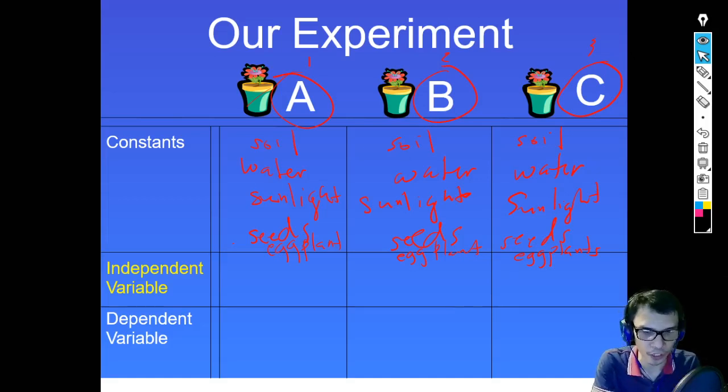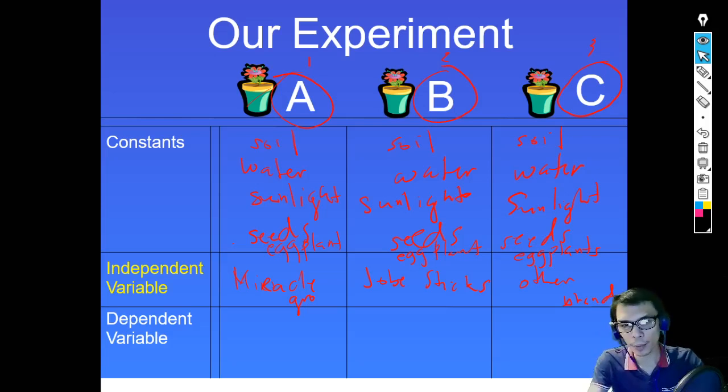But if we are going to be specific, based on the statement, we have Miracle Grow and Jobe's Spikes, and another brand. So these are the independent variables. But if you sum these three up, it's just one: plant food.